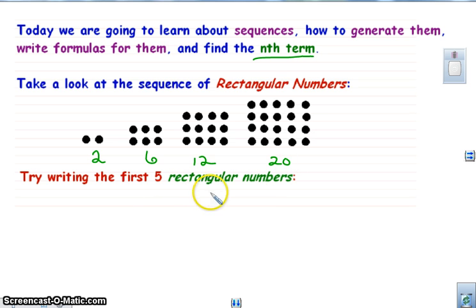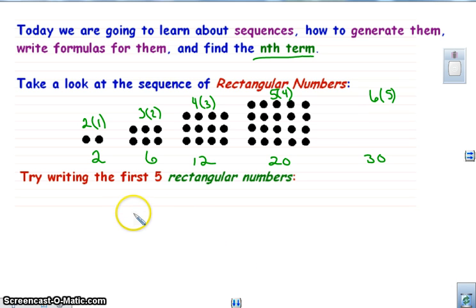It says to try and write the first 5 rectangular numbers. So if we are looking at this pattern, I would like you to try and write. We have 4 of them. What do you think the 5th one will be? If you would continue this pattern, remember, here you have 2 times 1. Here you have 3 times 2. Next, we are going to 4 times 3. 5 times 4. We would think our next one would be 6 times 5, or 30, if we are looking at that pattern. So we have 2, 6, 12, 20, and 30 in our pattern.